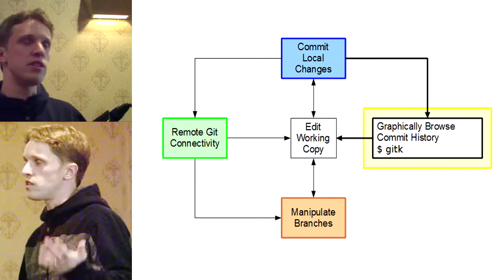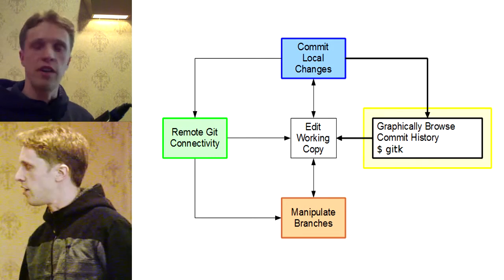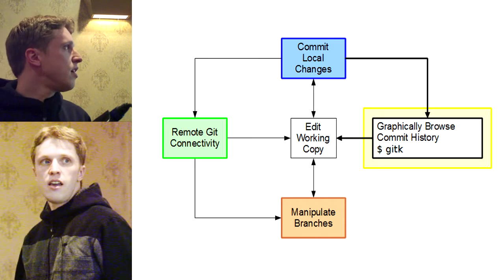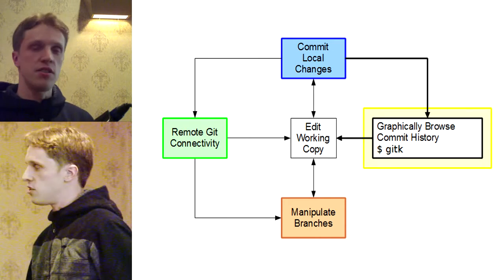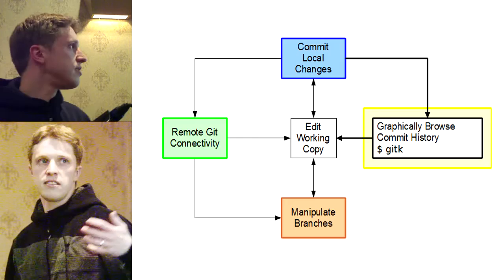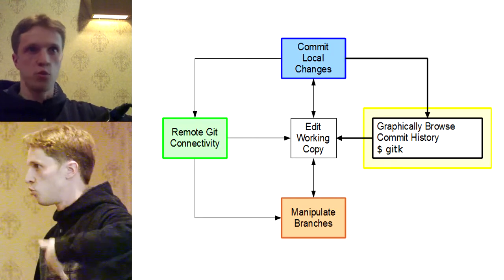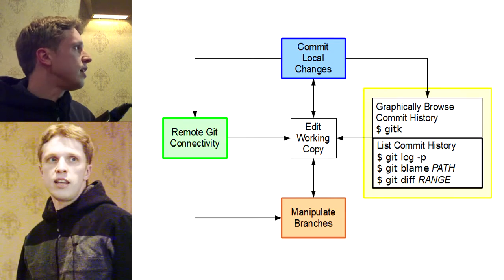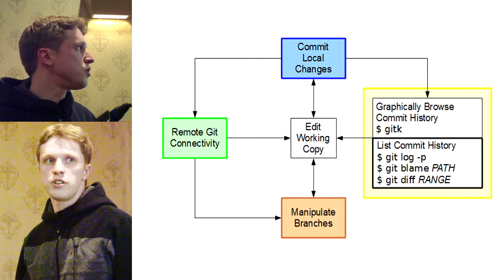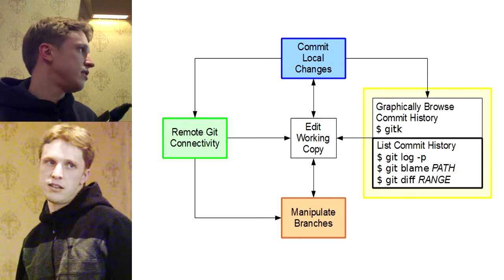So, manipulating branches. How do you actually review what's on there? Well, as I mentioned, graphically browse through it with the gitk command. You can do this at any time. It allows you to see exactly the state that you're at. It allows you to cherry-pick and review individual commits, revert commits, and so on. Likewise, gitk, of course, being the graphical version, you can still run git log, git blame, and git diff.